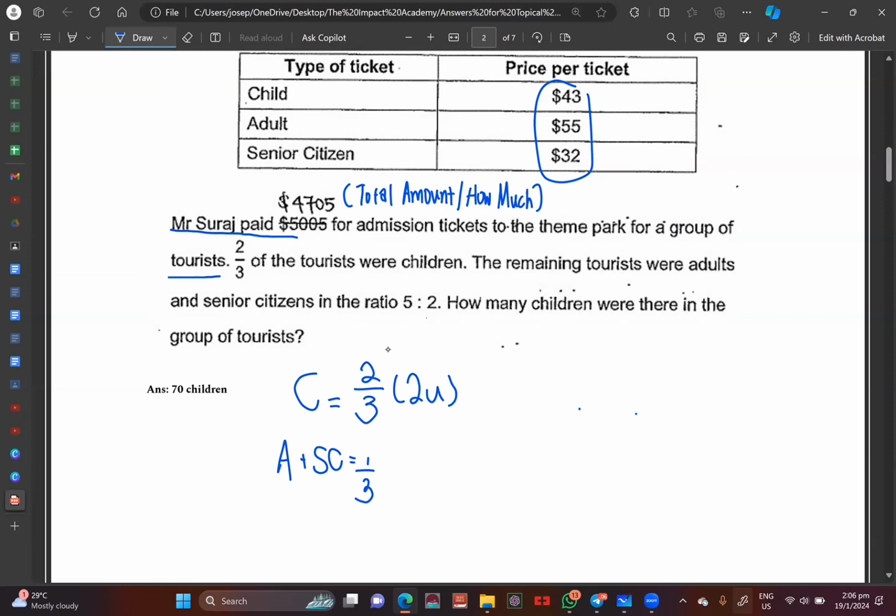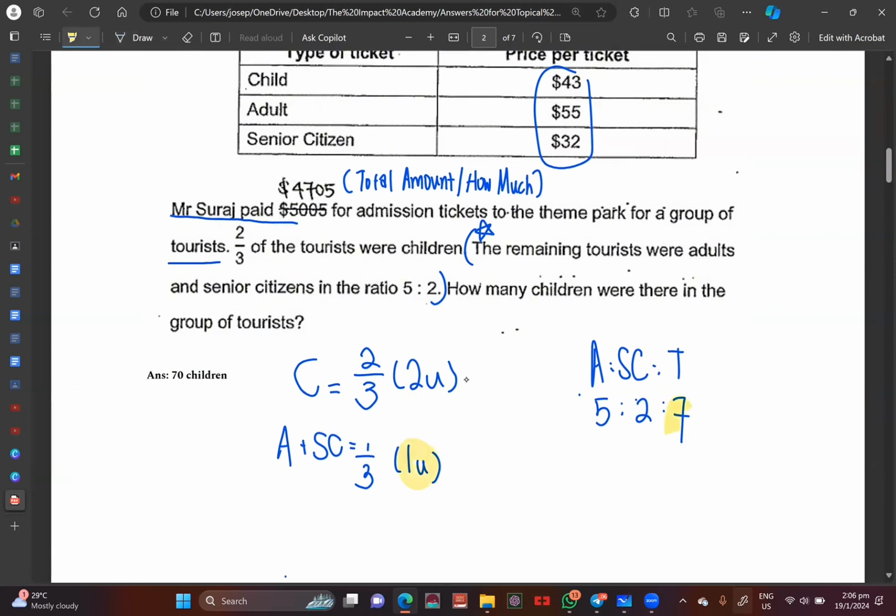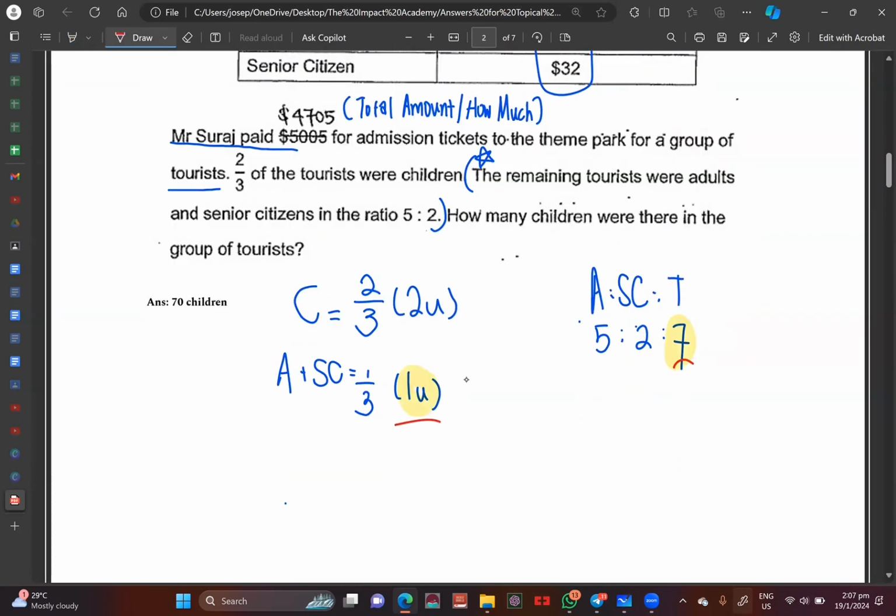Now, because the ratio is 5 to 2, correct, then the adults is 5 units and then the senior citizens is 2 units. Very good. So the total is 7, right? But what I have over here is 1 unit. Isn't that true? So you realize that there is a difference between this and this. You say, okay, I'm just going to times 7 over here, times 7 over here. Am I making sense here? When I do something to this, I must definitely do something to this as well.